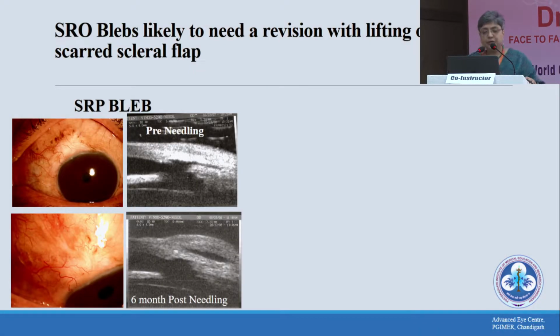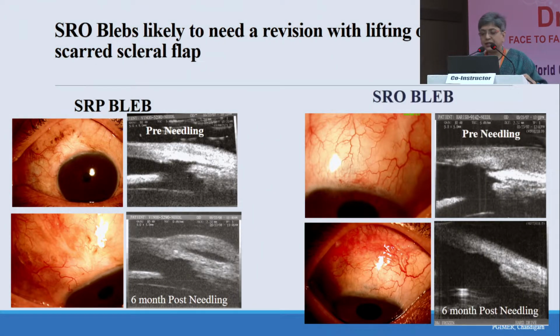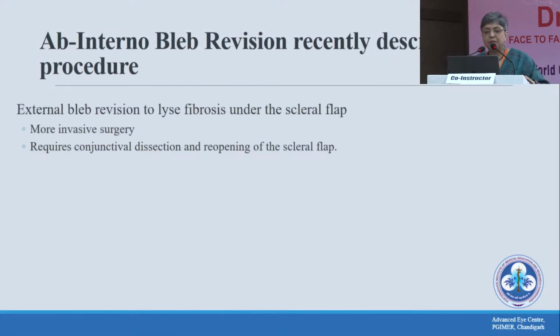So sure enough, this is what the SRP bleb looked like, and this is what it looks like 6 months after needling, because all you need to do is do a little bit of subtenons fibrosis release, put in 5-FU, and that's it. Whereas if you have an SRO bleb, which the UBM told us, then no matter what you did to the subtenons fibrosis, that is not going to open up, and 6 months later it remained the same. So we did publish that in Eye a couple of years ago, and we've been using the UBM and now the AIOC 2022 to really do something.